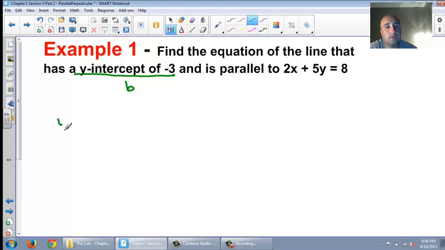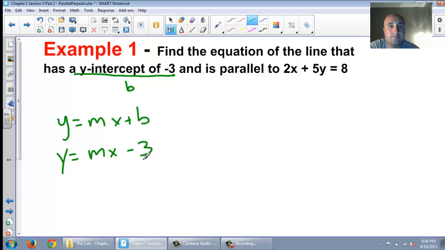Once again, we're going to start with our equation y equals mx plus b, and plug in what we know. So far, all we know is that we have a y-intercept of negative 3, so for b, I plugged in negative 3. The next piece of information is that it's parallel to this equation. So we need to come up with a slope from that equation, and because the lines are parallel, it will be the same slope, since parallel lines have the same slope.